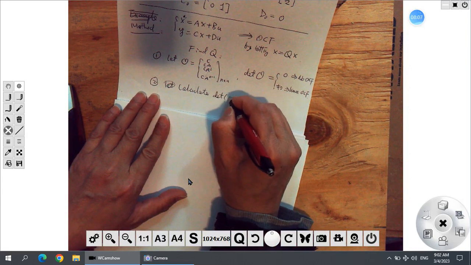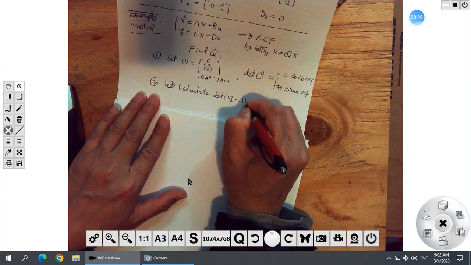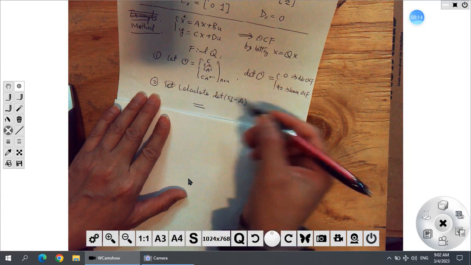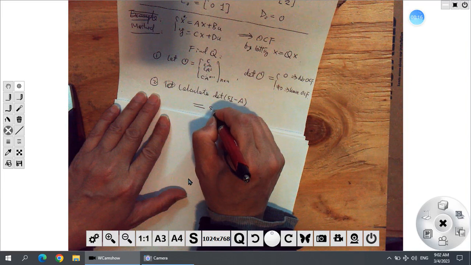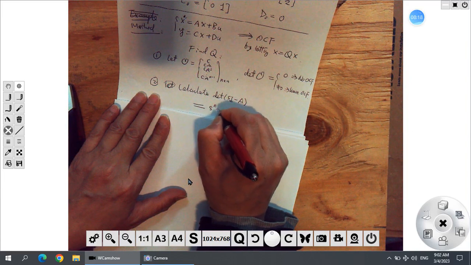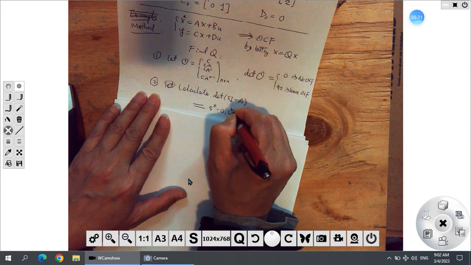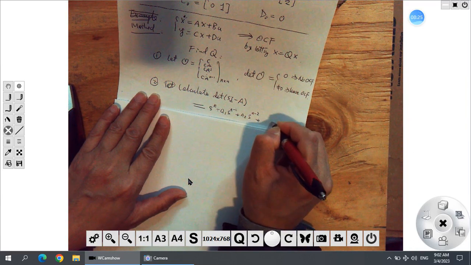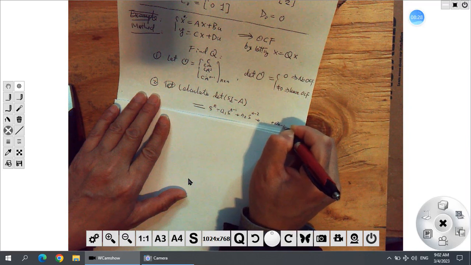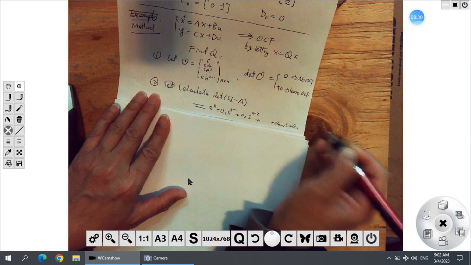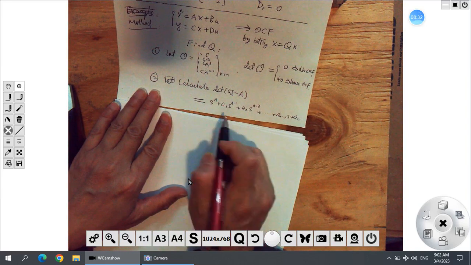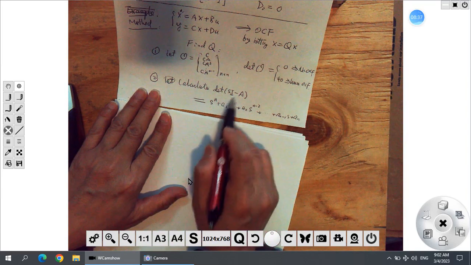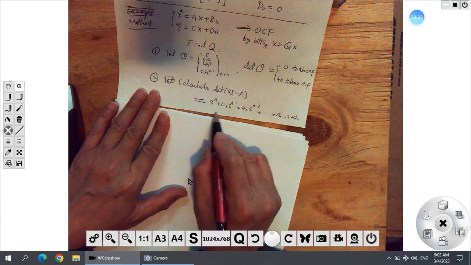Calculate this one, sI minus A, and the result, of course, depends on A, but we can write it in this way: s to the n plus a1 s to the n minus 1 plus a2 s to the n minus 2 plus, until, a n minus 1 s plus a n. Right? We can always write it in this way. These coefficients a1, a2 depend on what A is, but they will be some numbers.